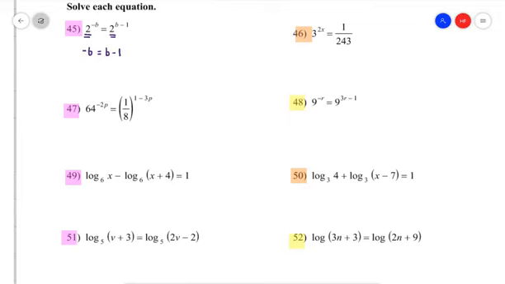So we've got negative b equals b minus 1. We want both of our b's on the same side. So we get negative 2b equals negative 1. Divide by negative 2, and we get b equals positive 1/2.